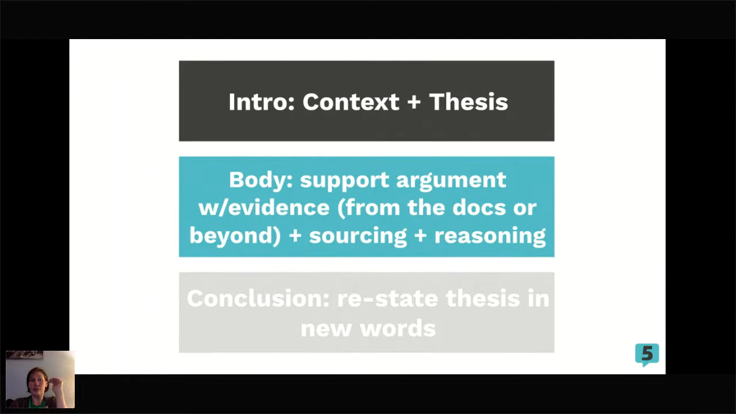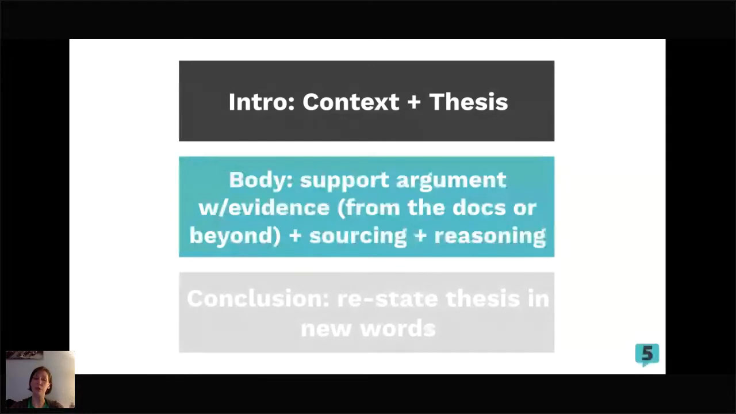You notice that I just say body. I don't specify a number of body paragraphs. You write as many body paragraphs as it takes to fully support that argument from your thesis with evidence. You're going to choose evidence from the documents. You're going to choose evidence from beyond the documents. You are going to do some sourcing analysis, and you're going to explain your reasoning for all of it. And you're going to do that for as long as it takes.